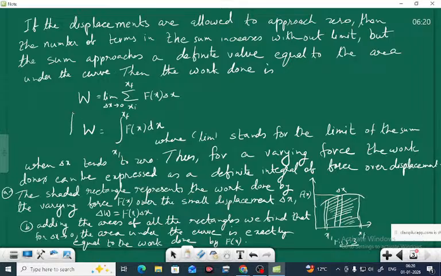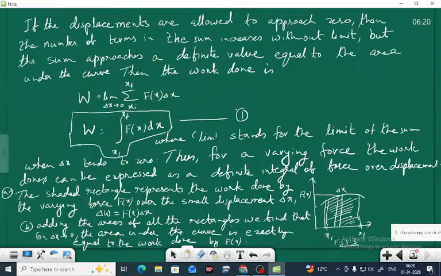This is the work done for a variable force. This is the formula to find work done for a variable force, that is, to find the area under the curve. So what is that? W equals the integral of fx dx, varying from xi to xf, right? This is the way to find the total work done.